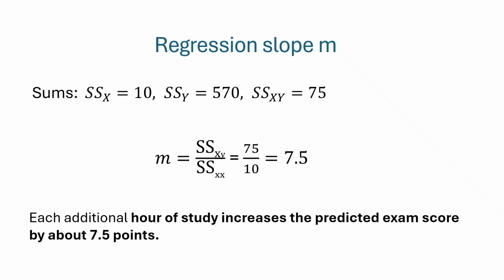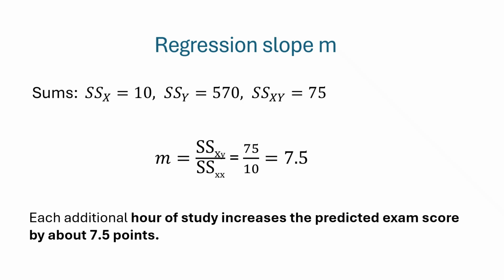The slope is calculated by dividing the sum of the cross products of the deviations of X and Y by the total squared deviation of X. In this example, we divide 75 by 10, which gives a slope m equals 7.5. This means that each additional hour of study increases the predicted exam score by about 7.5 points.